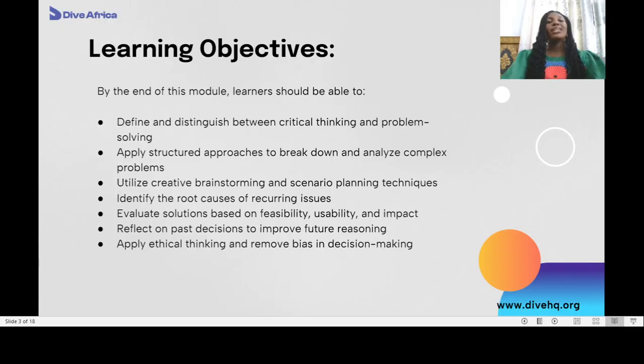Learning objectives: by the end of this module, learners should be able to define and distinguish between critical thinking and problem solving, apply structured approaches to break down and analyze complex problems, utilize creative brainstorming and scenario planning techniques, identify the root cause of recurring issues, evaluate solutions based on feasibility, usability and impact, reflect on past decisions to improve future reasoning, and apply ethical thinking and remove bias in decision making.